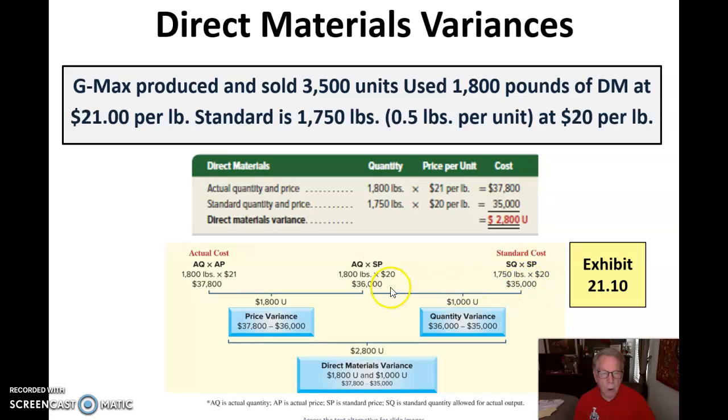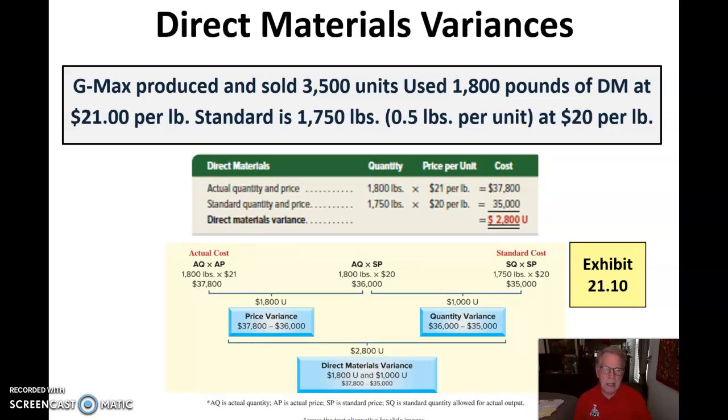And then over on the standard of 35,000, I'm going to compare that to 36,000. That's going to also be my actual is greater than my standard. So that's going to be an unfavorable variance also. Sometimes it's easy to confuse those if you haven't been doing this as many times as I have. So that's why I always calculate the $2,800 first and then compare it to the sum of 1,800 plus 1,000. And then I know I've got everything correctly calculated.